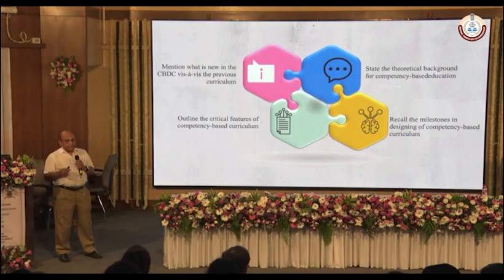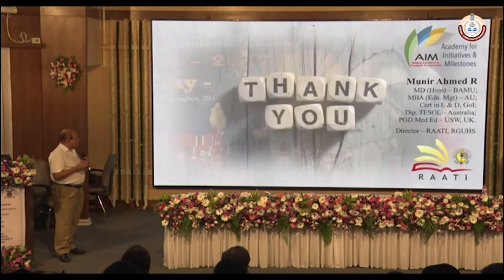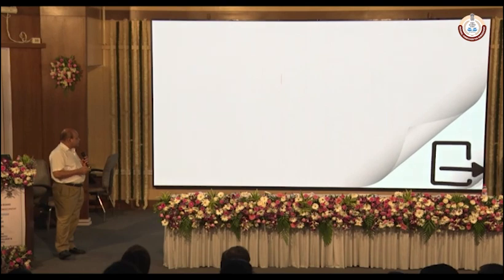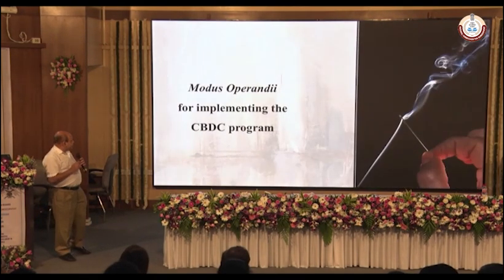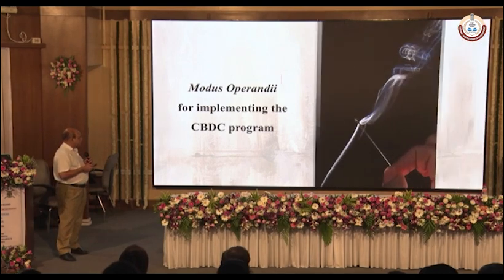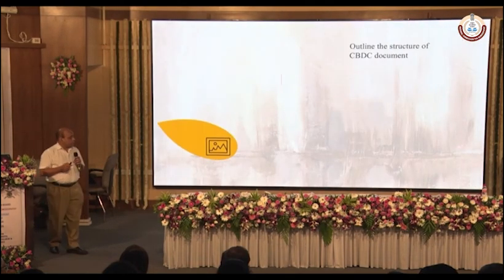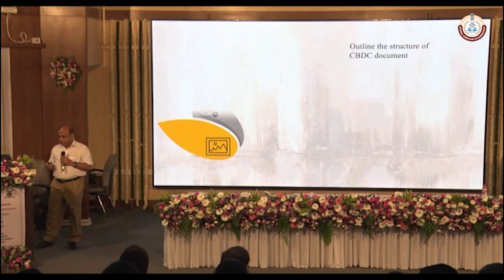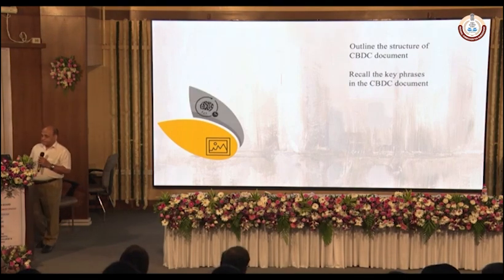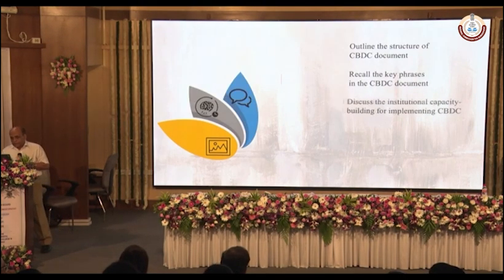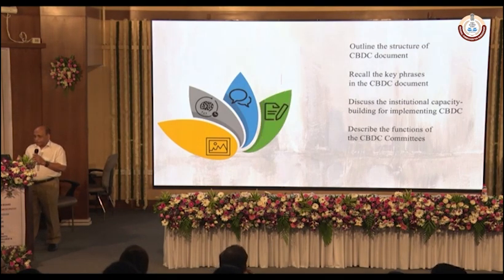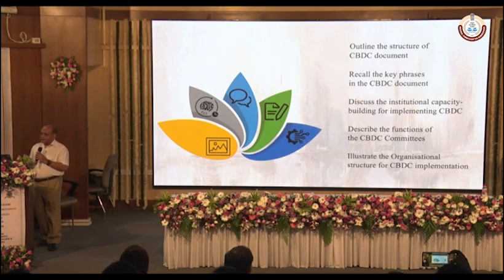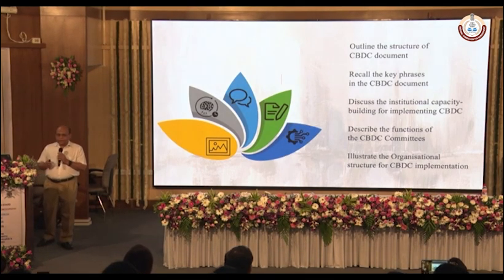With that, we move to the second part of the session. This is about the modus operandi for implementing the CBDC program. By the end of this session, you should be able to outline the structure of the CBDC document, recall the key phrases in the CBDC document, discuss the institutional capacity building for implementing CBDC, describe the functions of CBDC committees, and illustrate the organizational structure for the implementation of CBDC.